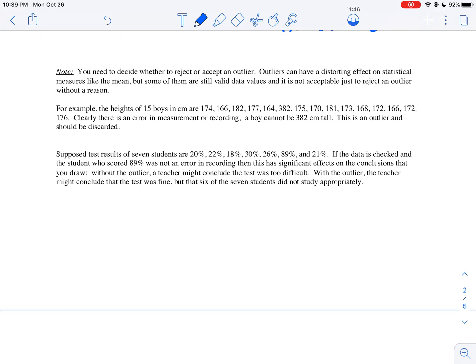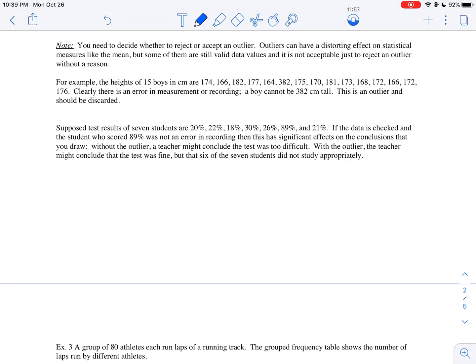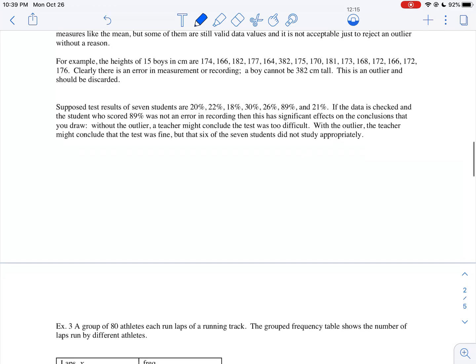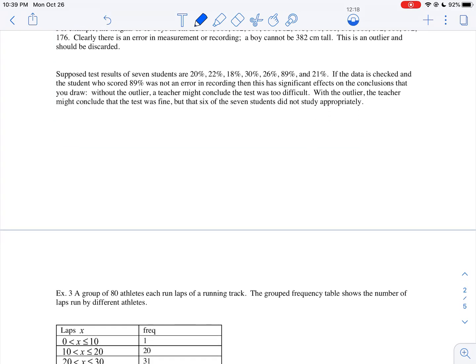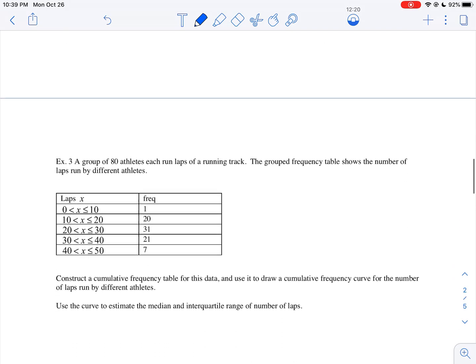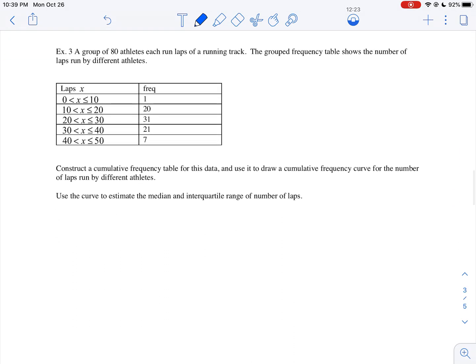Suppose test results of 7 students are 20%, 22%, 18%, 30%, 26%, 89%, and 21%. If the data is checked and the student who scored 89% was not an error in recording, then this has significant effects on the conclusion that you draw. Without the outlier, a teacher might conclude the test was too difficult. With the outlier, the teacher might also conclude the test was fine, but that 6 of 7 students did not study appropriately. So teachers use this kind of information as we look at our assessments. I hope you know that. I really do look at them.